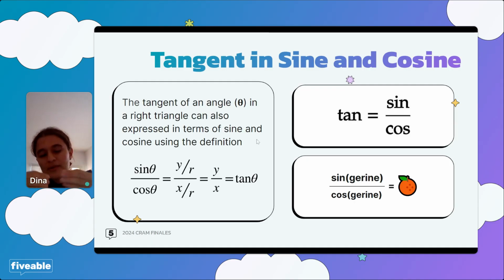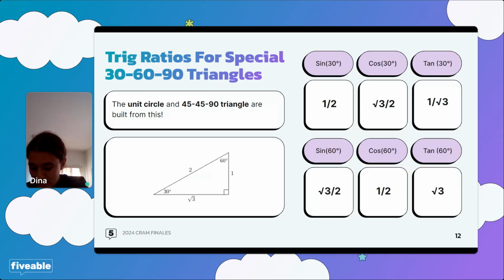Basically what is being said here is like a proof. Because you know that tangent is equal to y over x, you can rewrite that y over x as y over r over x over r, because the r's end up getting crossed out. And basically that's sine over cosine. That's just a proof in case you're wondering how those ratios work out at the end. And so from that proof, we get that tangent is equal to sine over cosine, and that's what we have there.